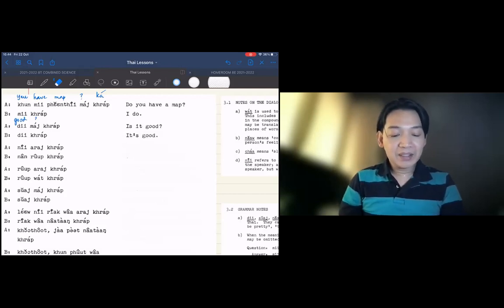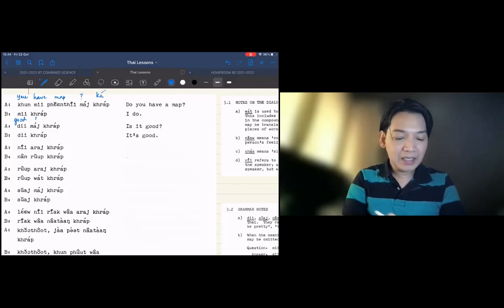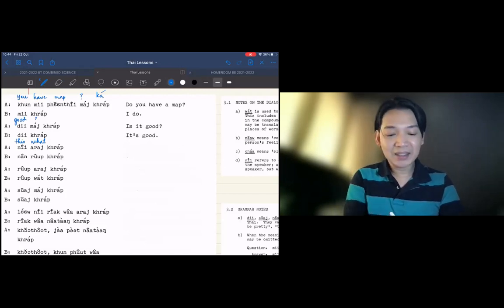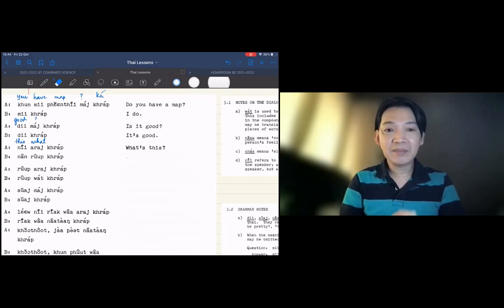And then speaker A continued on, ni aray krap. Ni is this. Aray is what? And then he used the particle krap. So what is this? And then speaker B answered, being a little further away from the object or the thing, he used the word non. Non or that.